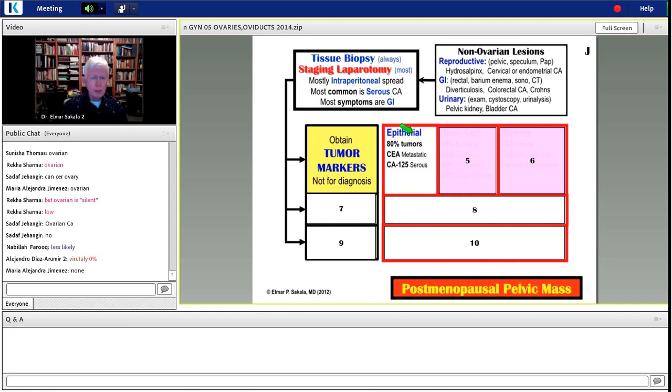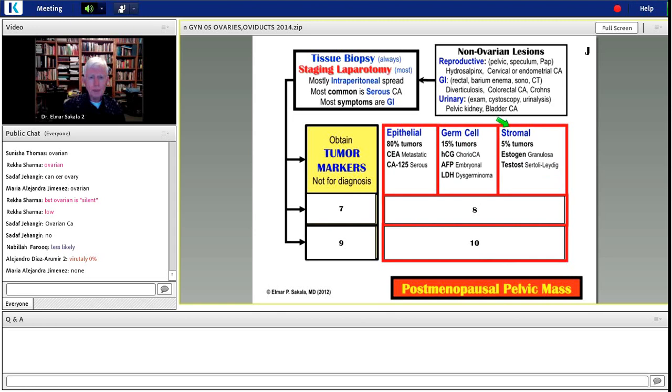The most common ovarian cancers are epithelial. 80% are epithelial tumors. The tumor markers are CEA for metastatic disease and CA125 for serous tumors. This is the most common one. The germ cell tumors, they're 15% of tumors. You can see they're much less than the epithelial. The tumor markers are HCG, which is a marker for choriocarcinoma, for embryonal cancer, and LDH for dysgerminoma.